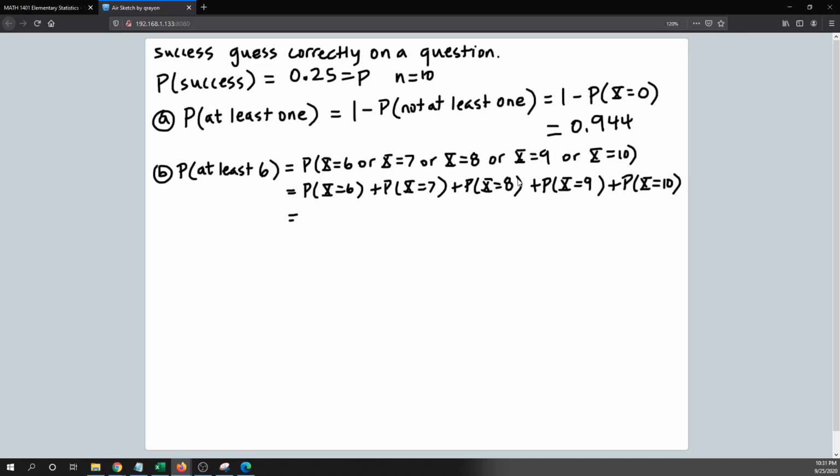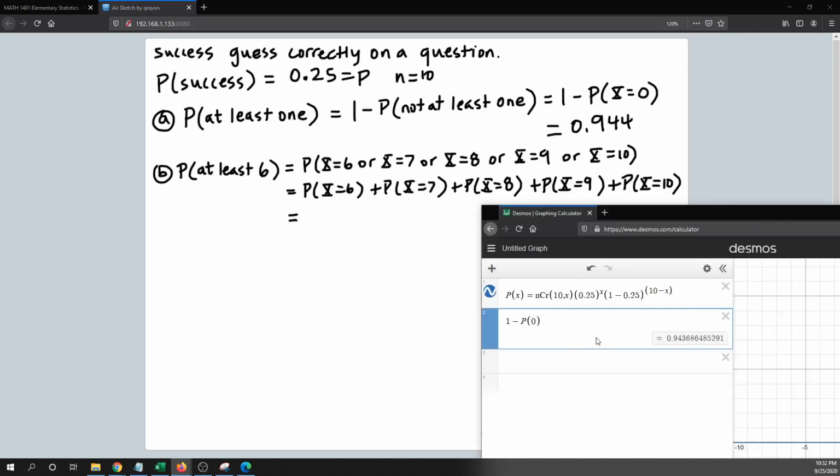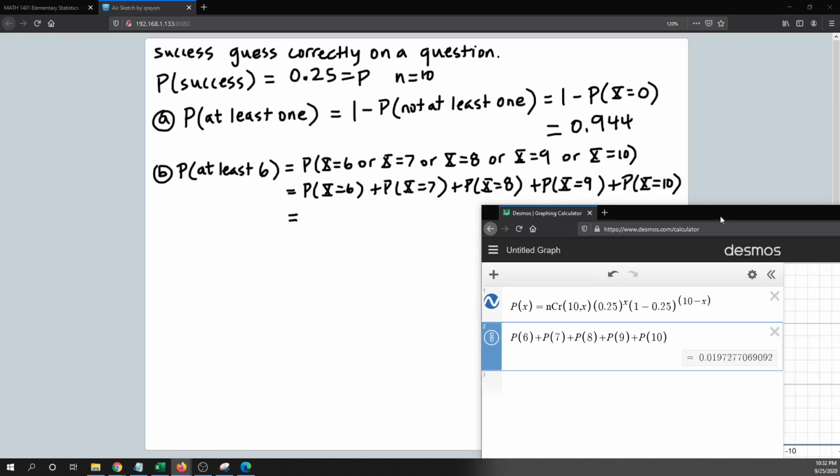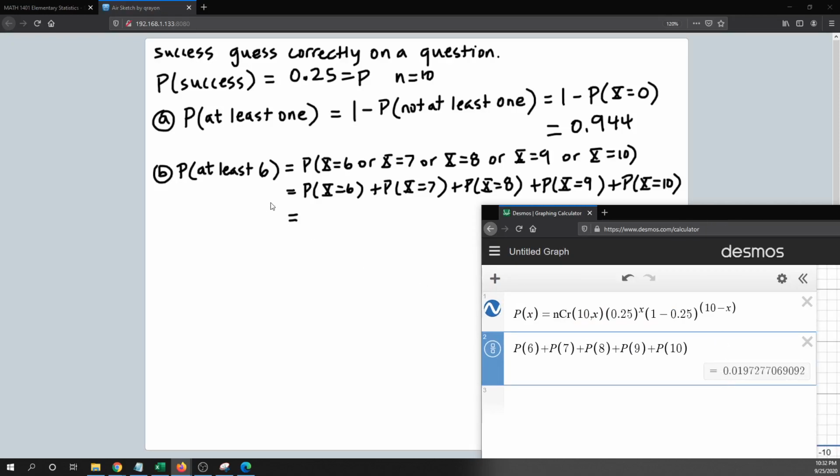Okay, and so you would plug those into the formula and add them all up. Fortunately, we're using Desmos, so we can just punch in the expression: P of 6 plus P of 7 plus P of 8 plus P of 9 plus P of 10. And you can see we wind up with 0.0197 to 4 decimal places. So not a very big chance that you will pass if you just guess. It's pretty small.